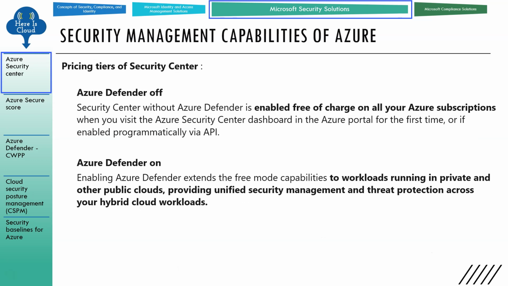So pricing tier for Security Center: it comes with two options. One is Azure Defender Off. So Security Center without Azure Defender is enabled free of charge on all your Azure subscriptions. And with Azure Defender on, this option extends the free mode capability to workloads running in private and other public clouds, providing unified security management and threat protection across the hybrid cloud workload. So if you have a sophisticated hybrid cloud workload running on private and public cloud, you can go for the Azure Defender on option. Point to remember for the exam.